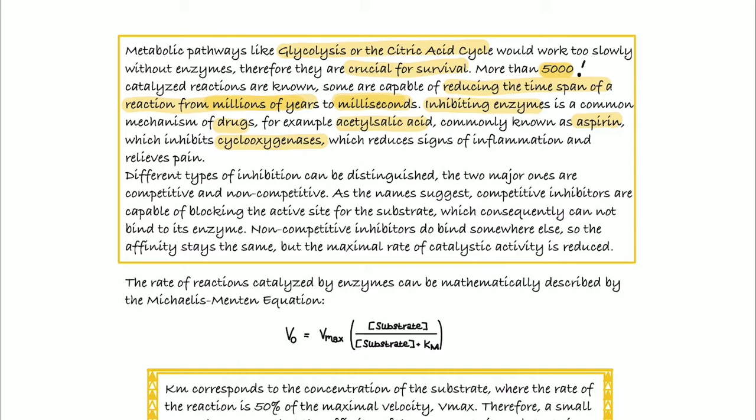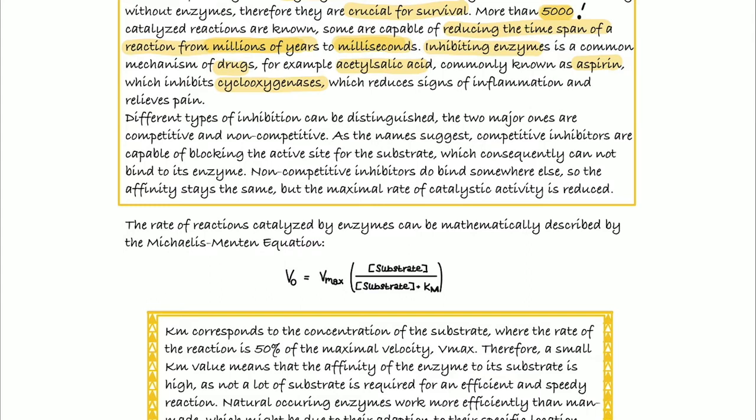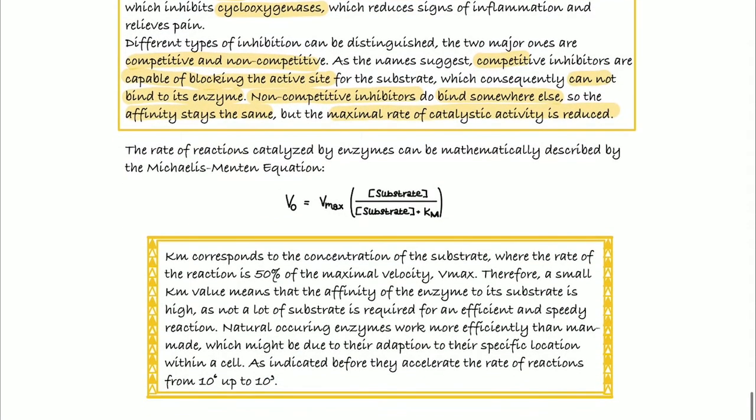As we're talking about inhibition, there are two major types, which are competitive and non-competitive. Well, as the name suggests, competitive inhibitors means that they're capable of blocking the active site of the substrate, so the substrate cannot be bound by its enzyme. Non-competitive inhibition, on the contrary, means that it binds somewhere else, so the affinity of the enzyme to its substrate stays the same, but the maximal rate at which an enzyme can bind to its substrate is reduced.